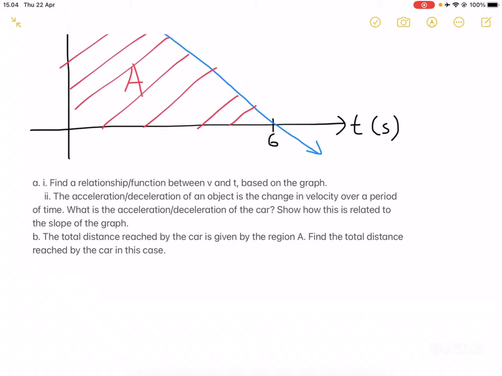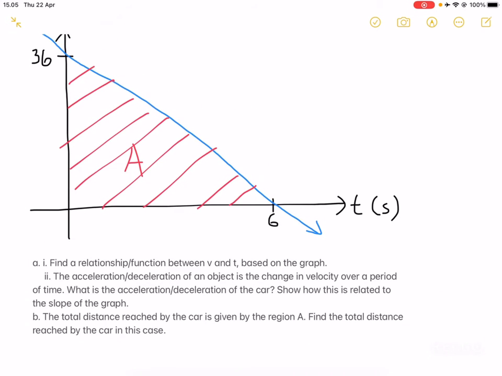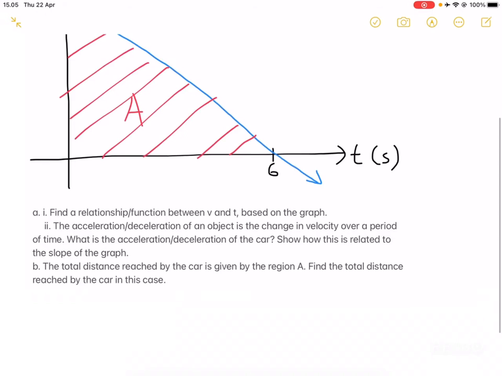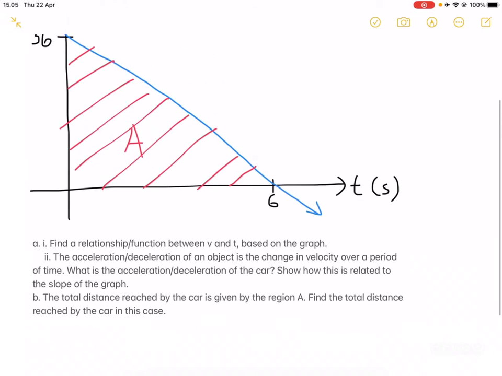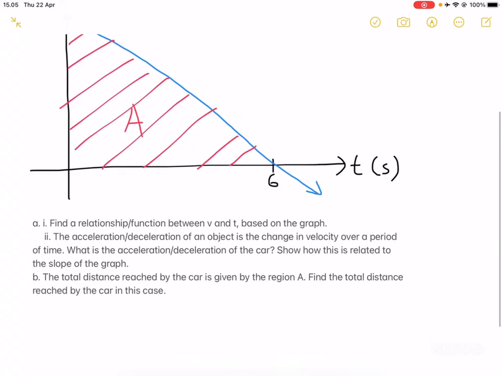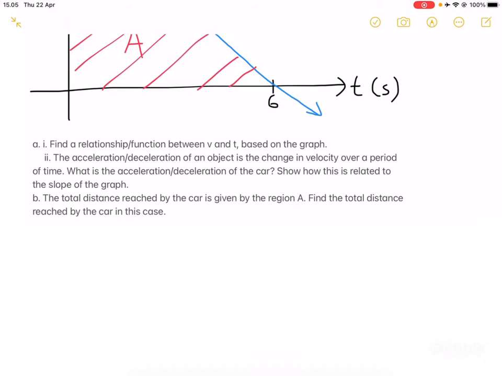For part A, we define the acceleration or deceleration of an object to be the change in velocity over a period of time. So the more the velocity changes, the more acceleration or deceleration that object has. What is the acceleration or deceleration of the car, and show how this is related to the slope of the graph. And finally, for part B, the total distance reached by the car is given by the region A, shaded in red. Here, we need to find the total distance reached by the car.